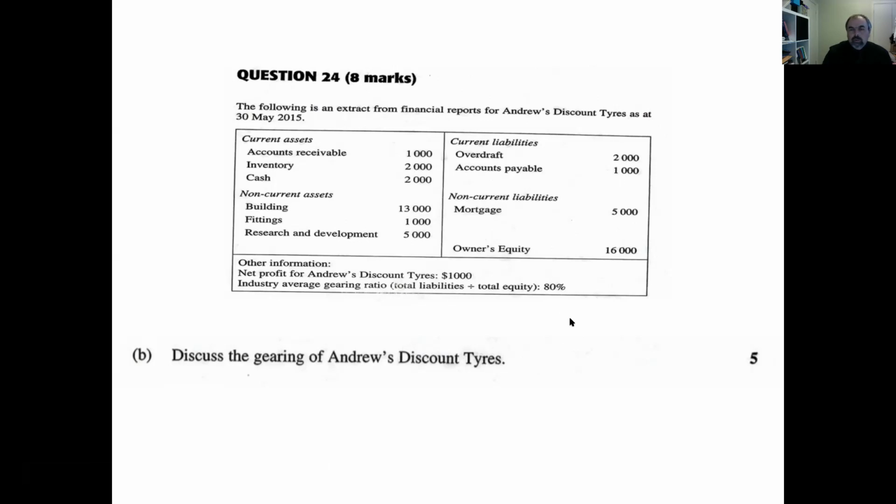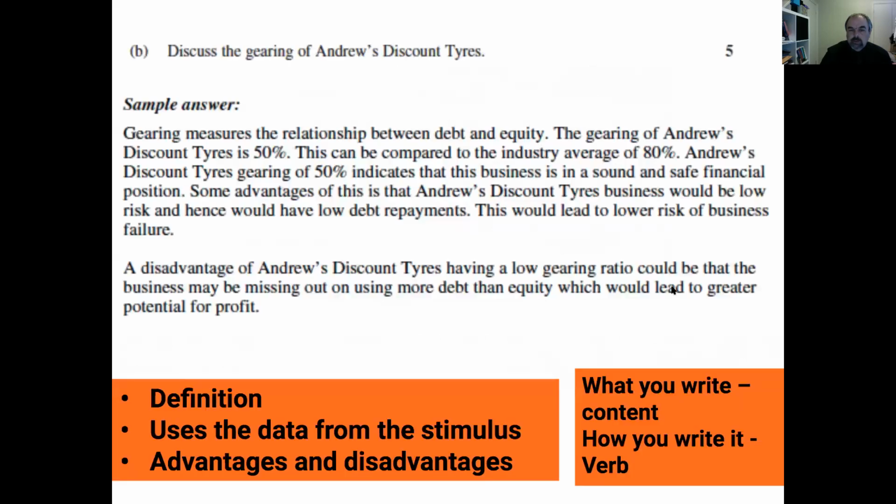So normally questions in business might give you an idea that the business is struggling in a particular area, so there's a problem and we need to fix that problem. But when we look at 50% gearing, then we're thinking the industry average is 80. Well, that's probably not too bad compared to the industry average. So let's have a look. Here's a sample answer for the question.